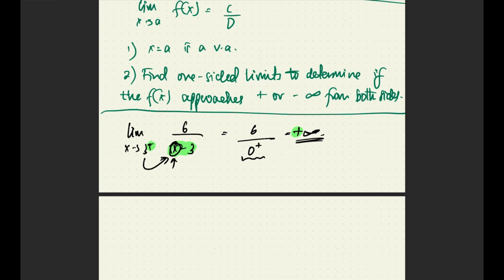Now let's do the same thing as we approach 3 from the left-hand side. The limit as x approaches 3 from the left-hand side is just going to be 6 divided by x minus 3. So this is equal to 6 divided by, now what is the denominator?